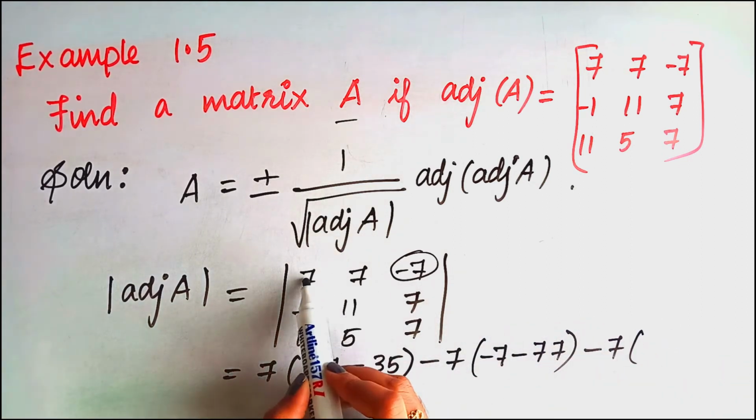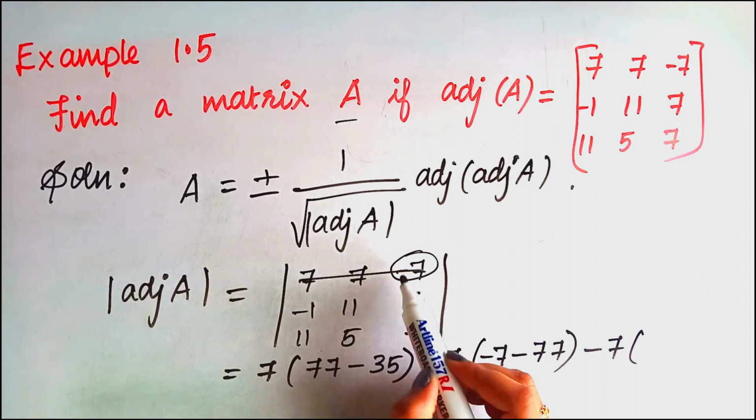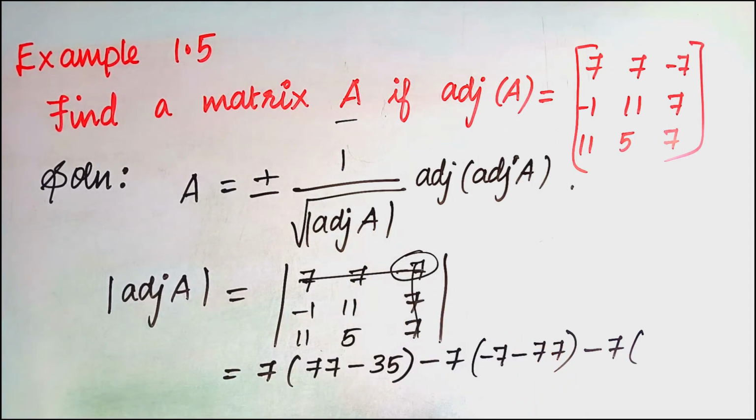And then cancel both horizontal and vertical values of minus 7, so that you'll get minus 1, 11, 11, 5. Now let's cross multiply it, so that we'll get minus 1 into 5, which is minus 5, and you have to put a minus sign here, and 11 into 11 will get 121. Okay, so now let's solve this.